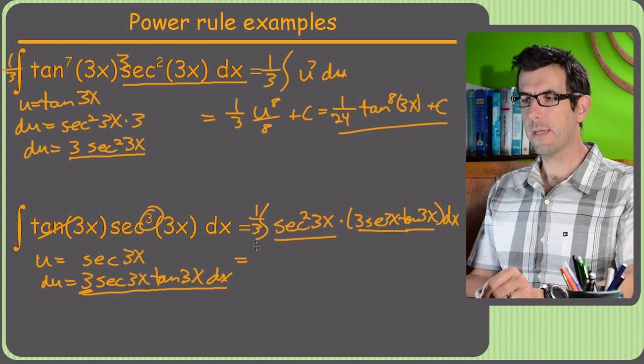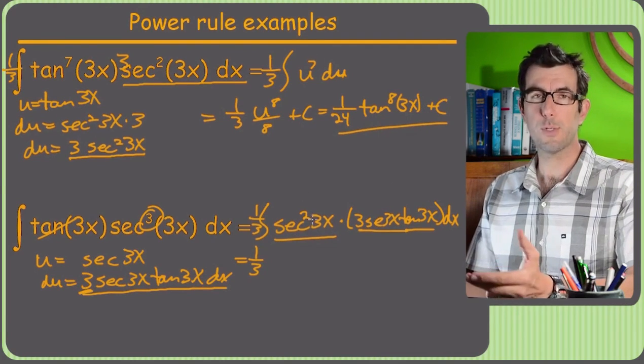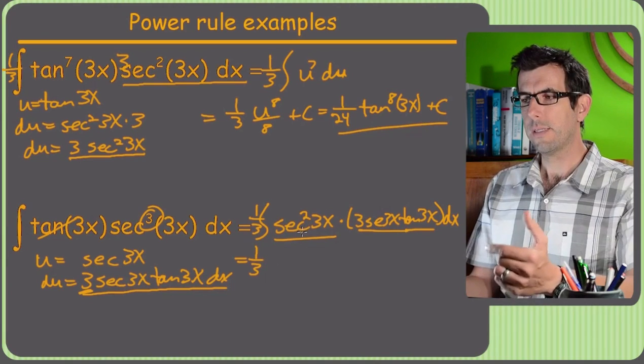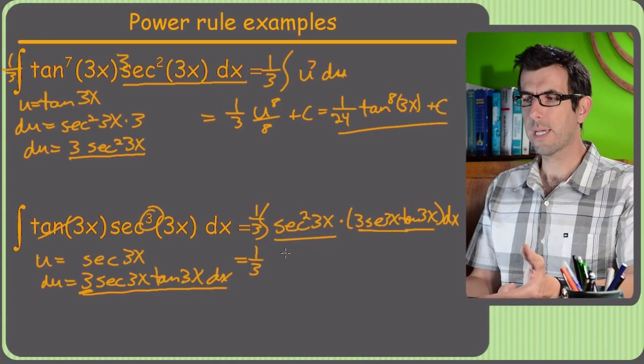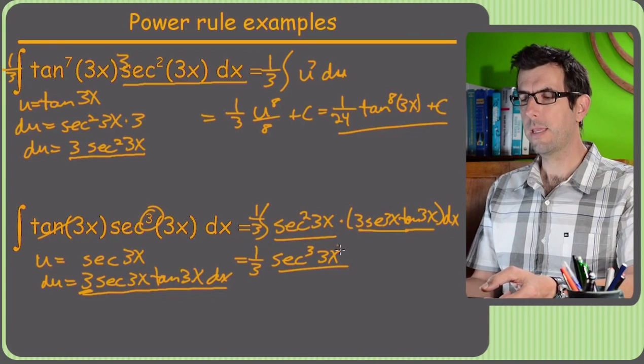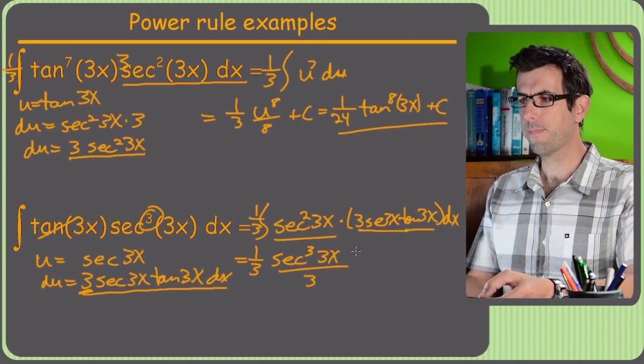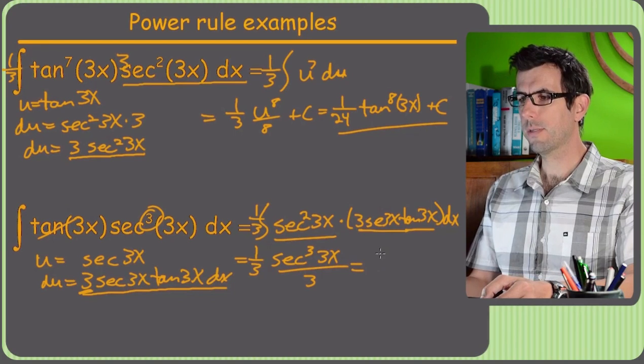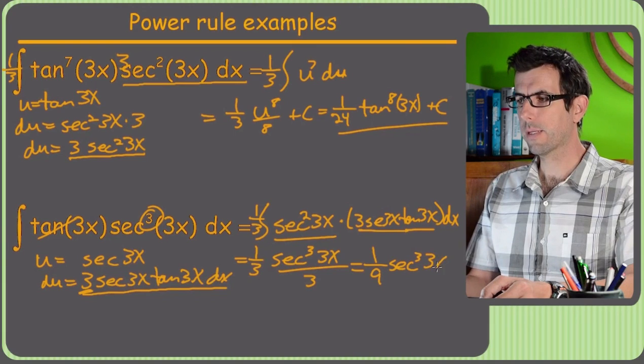But now that that's done, I've just simply got a 1/3, and then the integral, I won't do this one the mathy way, I'll just do it flat out. Secant squared, you just raise the exponent by 1, so that's secant cubed 3x, and you divide by the new power, which is 3. So that is going to give us 1/9 secant cubed of 3x.